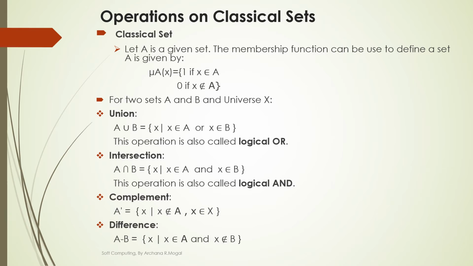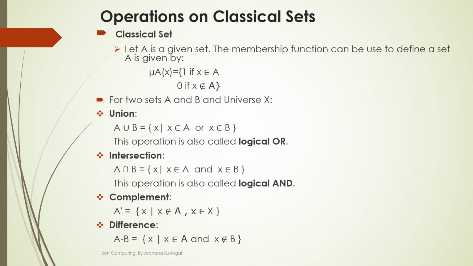In union, the first operation on classical sets is union. The union of sets A and B. If there are two sets A and B and universe X, then A union B is equal to {x : x belongs to A or x belongs to B}. This operation is also called logical OR.